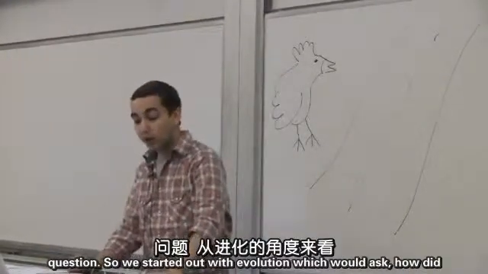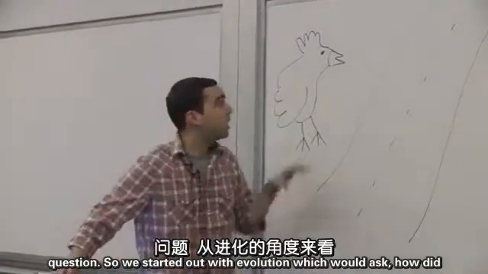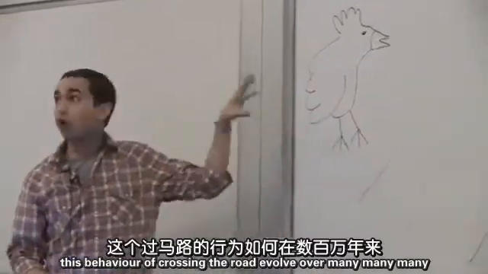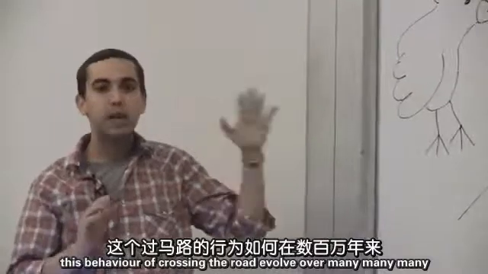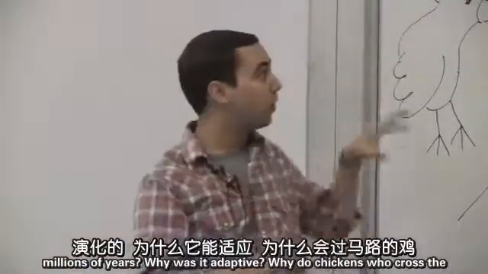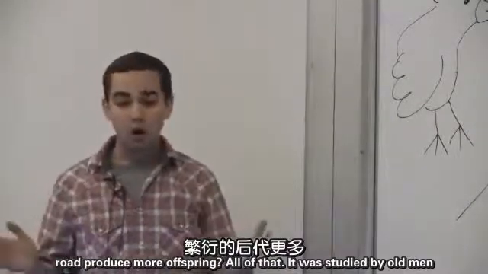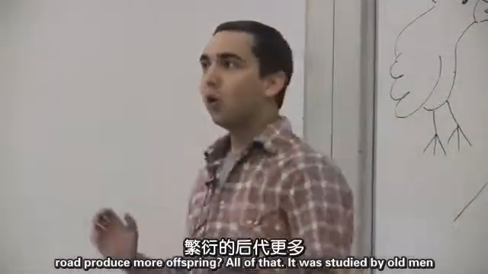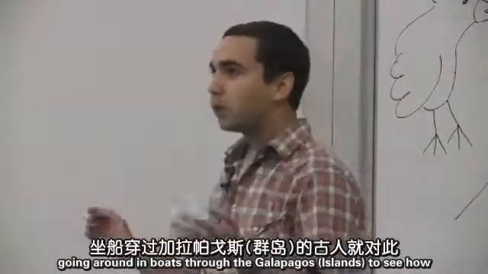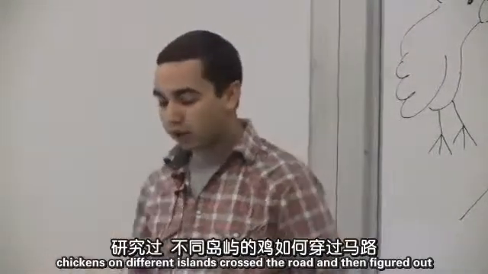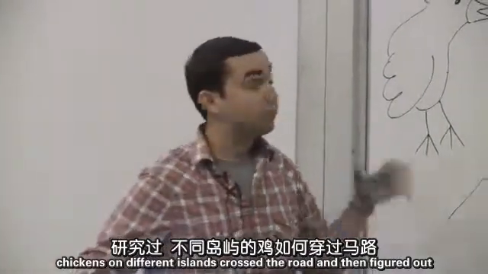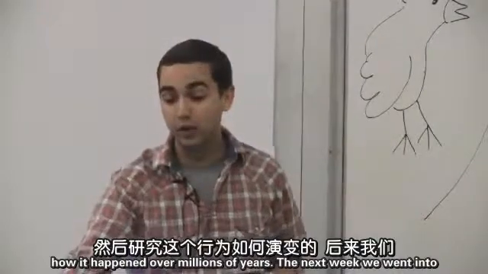So we started out with evolution, which would ask, how did this behavior of crossing the road evolve over many, many, many millions of years? Why was it adaptive? Why did chickens who cross the road produce more offspring? All of that. It was studied by old men going around in boats to the Galapagos to see how chickens on different islands crossed the road, and then figured out how that happened over millions of years.